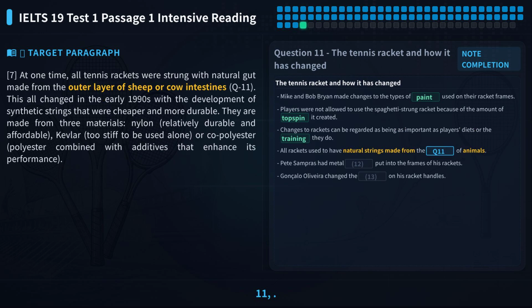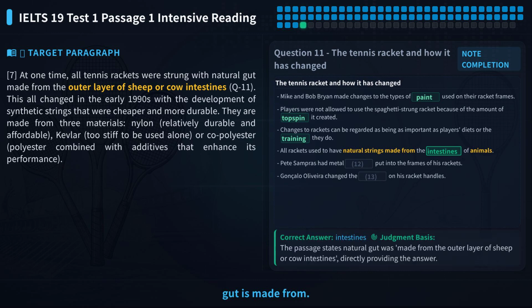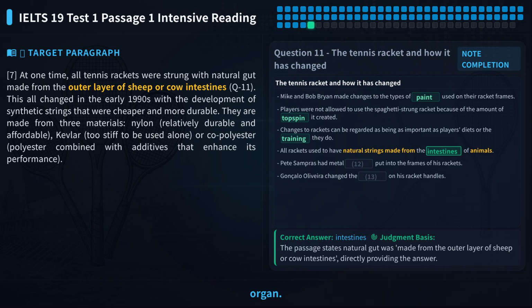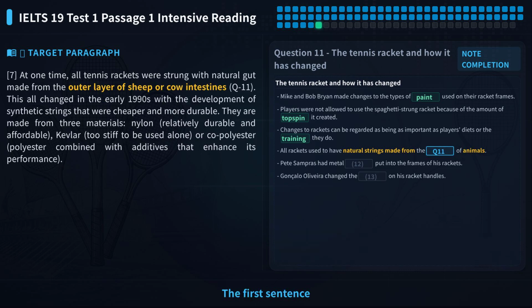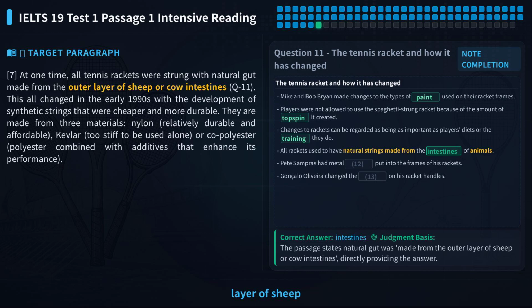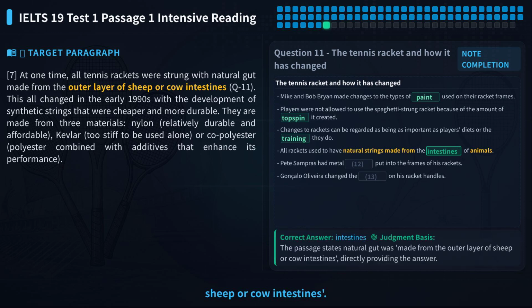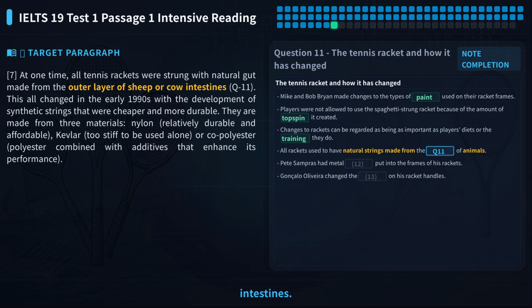Let's look at question 11. It asks what natural gut is made from. The blank is after sheep or cow, so the answer should be a noun for a body part. The clue is sheep or cow, so the answer is a plural noun for an animal organ. We find the answer in paragraph 7. The first sentence mentions the outer layer of sheep or cow intestines, which directly gives us the answer. The text says natural gut made from the outer layer of sheep or cow intestines. Intestines is the answer. This word is directly given in the original text, no replacement needed. So the answer to question 11 is intestines.